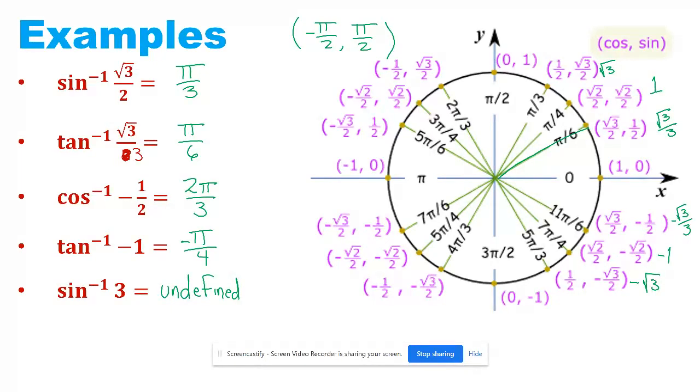So I hope that makes some sense, and we can have some time to talk about this in class as well if you have questions or you're confused on parts of it. But that is inverse trig functions. So there you go. Good luck with those.